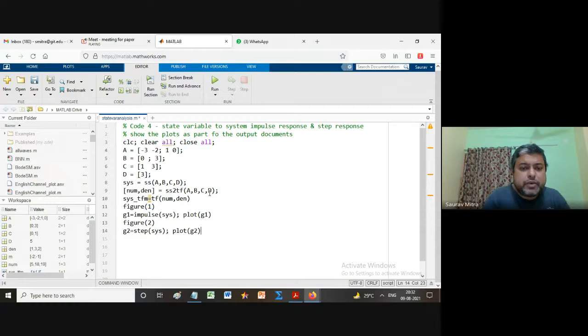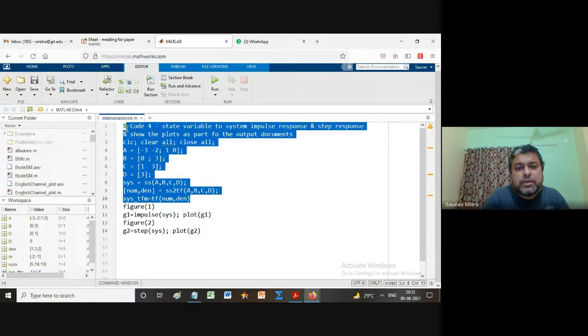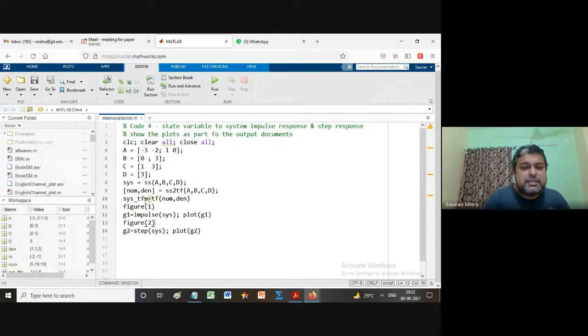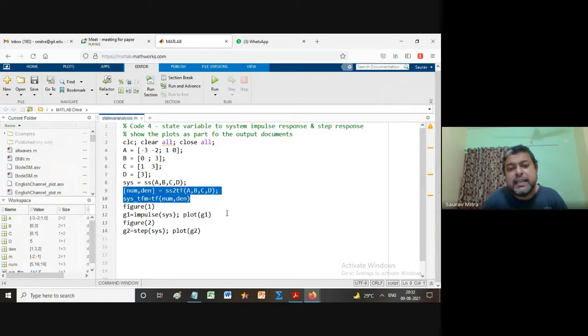So up till this point, that is num den ss to tf, that means state variable to transfer function, sys. Up till this, whatever I'm selecting now, it is the same code as code number 1. As soon as we are getting the transfer function, as soon as we are getting sys, these two lines are just to convert the numerator and denominator into the s form. So only numerator and denominator is there. So let us see what the execution steps are.